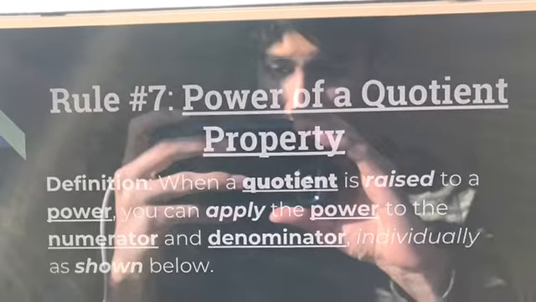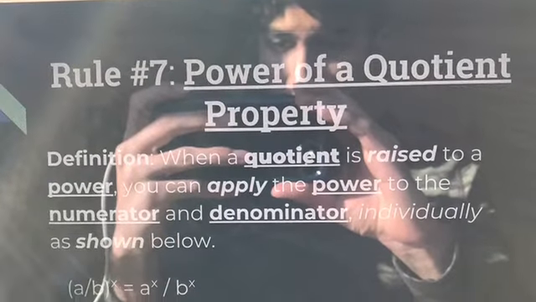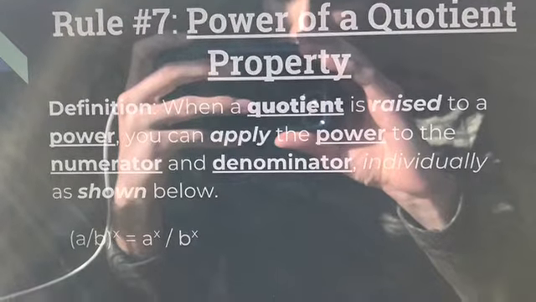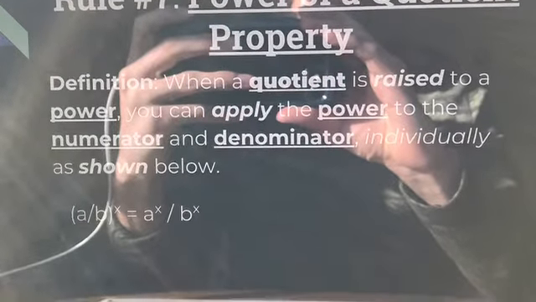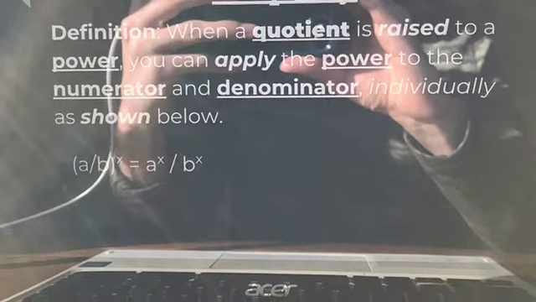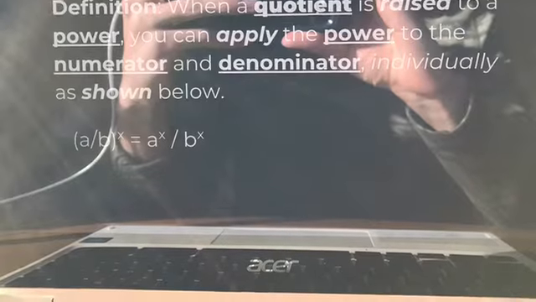So we're on to this final rule, which is rule number 7, power of a quotient property. When a quotient is raised to a power, you can apply the power to the numerator and the denominator, individually as shown below. From there, you can see the example on the bottom.